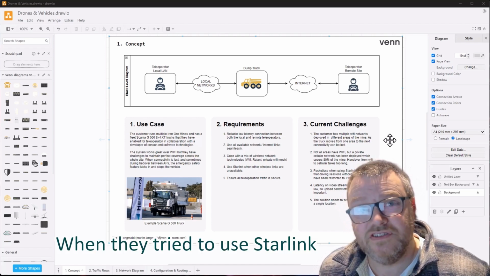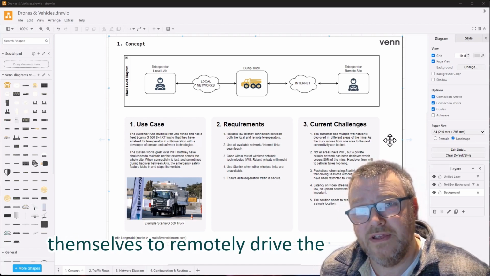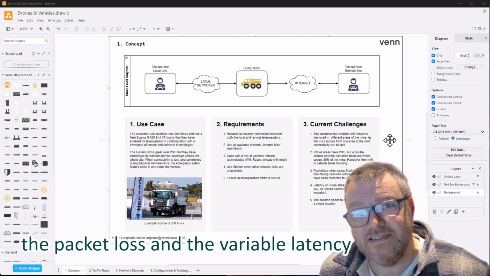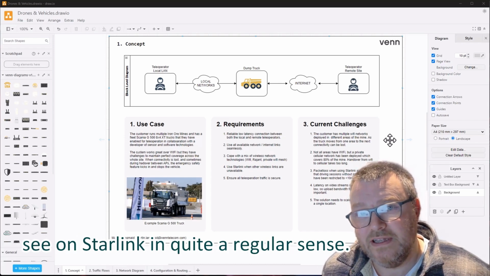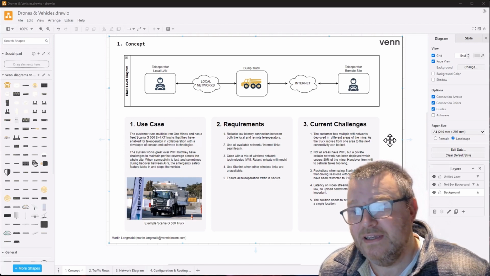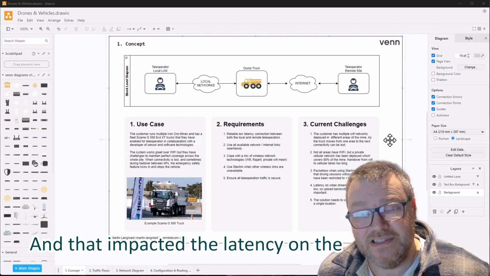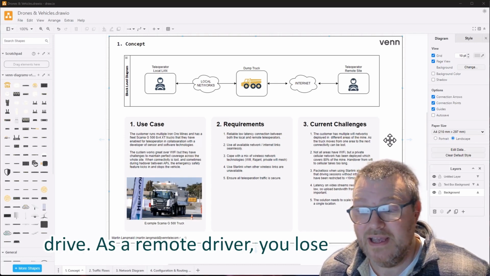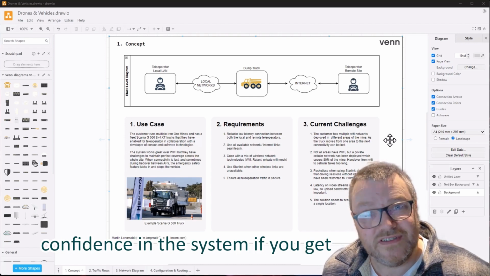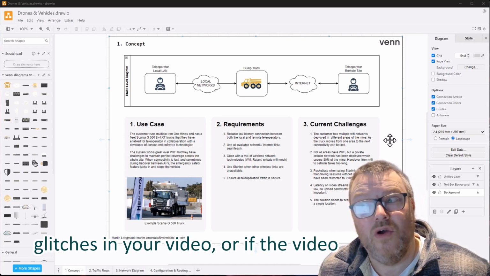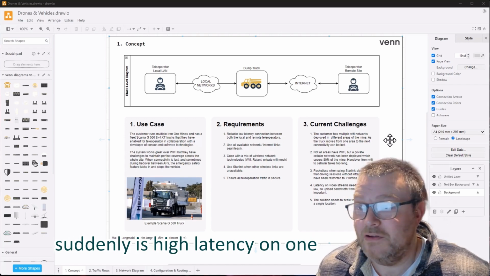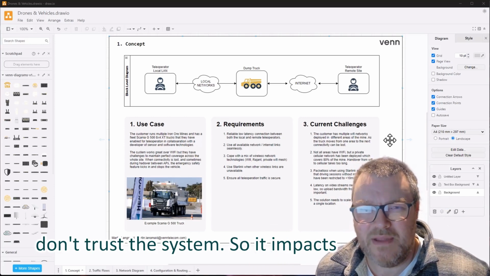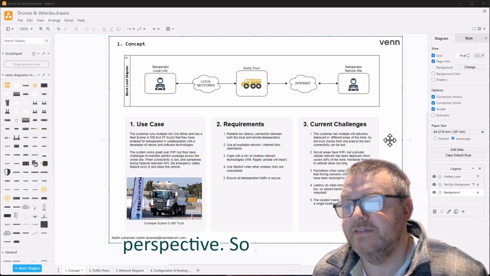When they tried to use Starlink themselves to remotely drive the dump truck, they struggled with the packet loss and the variable latency and indeed variable bandwidth that you see on Starlink in quite a regular sense. And that impacted the latency on the video, and it's video latency that really impacts the ability to remote drive. As a remote driver, you lose confidence in the system if you get glitches in your video, or if the video is suddenly high latency on one screen and low latency on another, you don't trust the system. So it impacts confidence from the teledriver perspective.